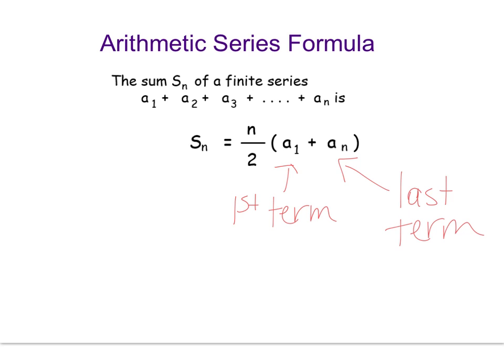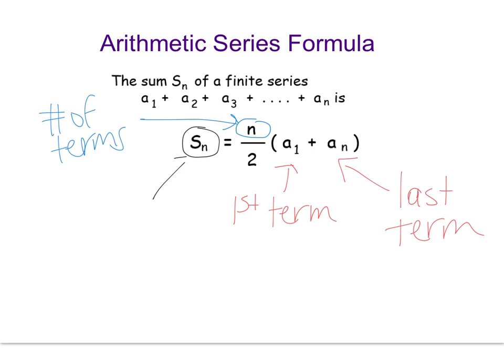Okay, and n represents how many numbers are in this list that we are adding up. So it's the number of terms that we're adding up. Sn, of course, just represents the sum of n terms. So n represents how many terms we're adding up. Sn is the sum of n terms. A1 is going to be your first term, and an is the last number you're adding.